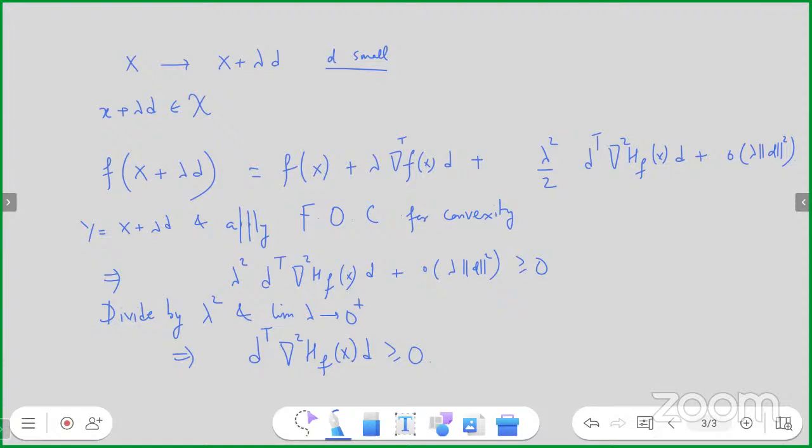So as long as you handle that one small problem, that this domain should be open, the rest is actually easy. So be careful. It's not an if and only if condition universally. Convexity only implies PSD for the Hessian if the domain is open.